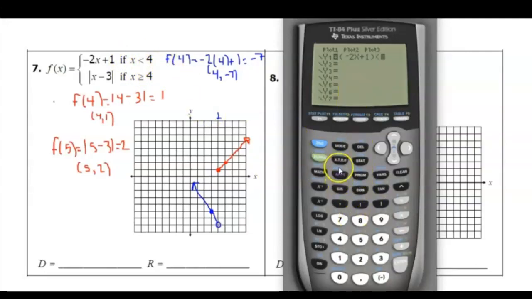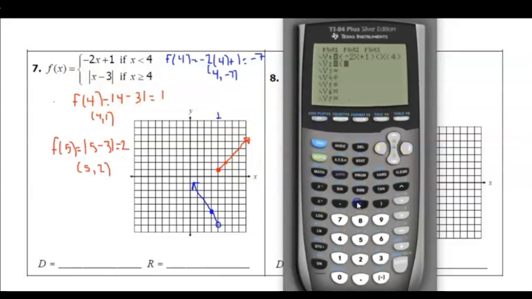So I'm going to say x, and to find my less than symbol, I'm going to hit the second key this time, and I'll hit the math button. It takes you where it says test. And there's all of my symbols. I'm going to scroll down to the less than symbol and press enter, and then I'll hit 4. Now I'm going to do the same thing for the second piece of my function, which is the absolute value of x minus 3, but we know we got to find the absolute value, so we hit math.